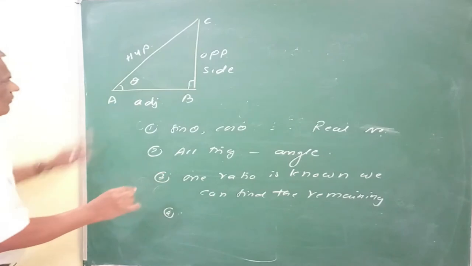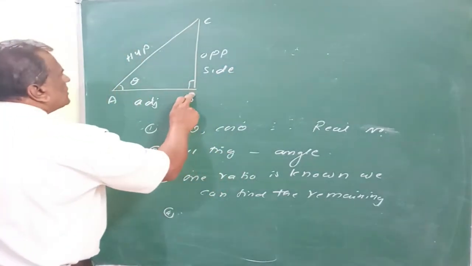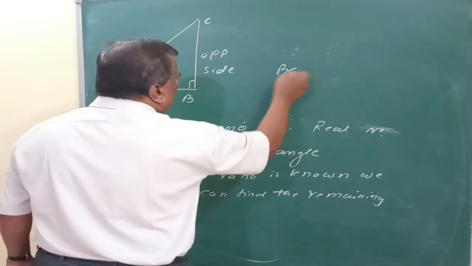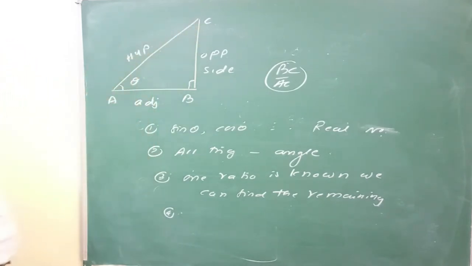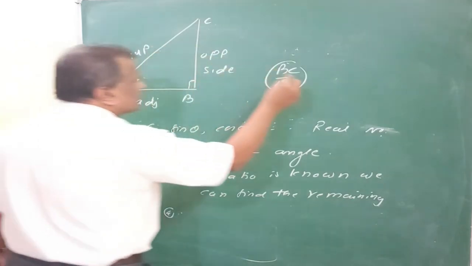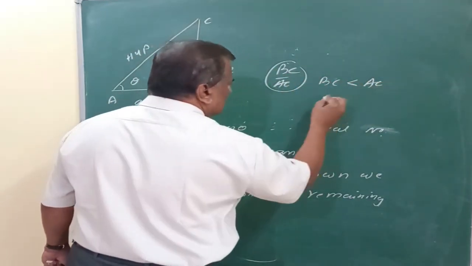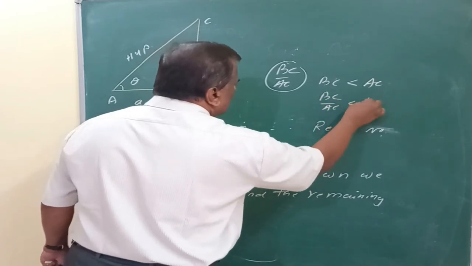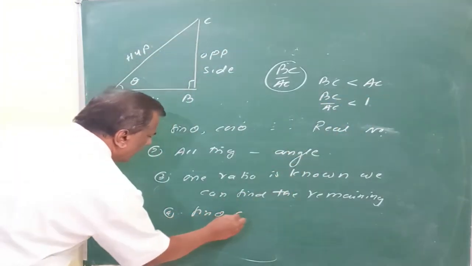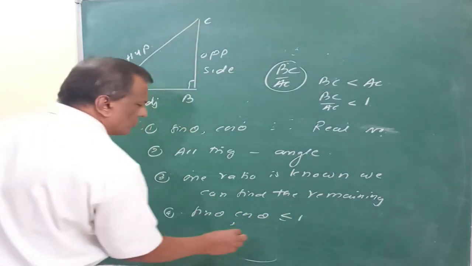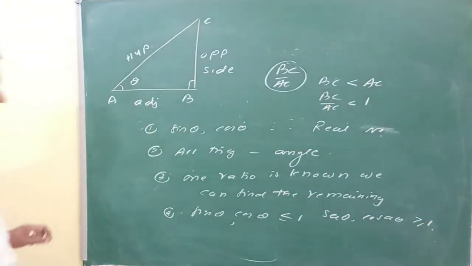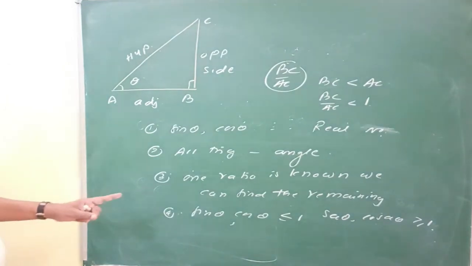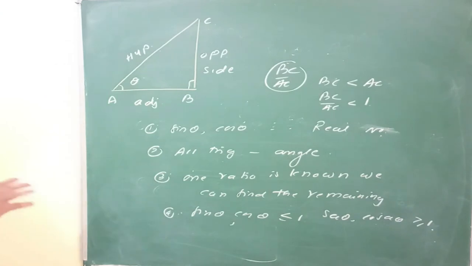Fourth point, sine theta is BC upon AC. Now, in a right angle triangle, AC is the greatest side, BC is always smaller than AC, correct? BC is smaller than what? AC. So BC upon AC is always less than 1. So sine theta and cos theta are always less than or equal to 1. Sec theta and cosec theta are always greater than or equal to 1. Remember that. No such conditions for tan theta and cot theta.